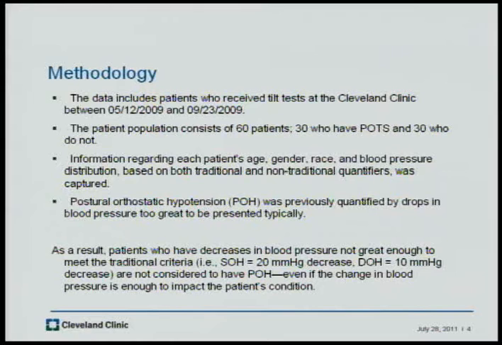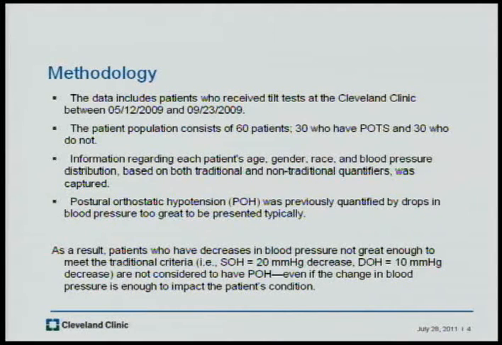Postural orthostatic hypotension, abbreviated POH, was previously quantified by drops in blood pressure too great to be presented typically, although it would not be anomalous for this to occur on occasion. As a result, patients who have decreases in blood pressure not great enough to meet the traditional criteria, being SOH, a 20 millimeter mercury decrease, and DOH being 10, are not considered to have POH, even if the change in blood pressure was enough to impact the patient's condition.